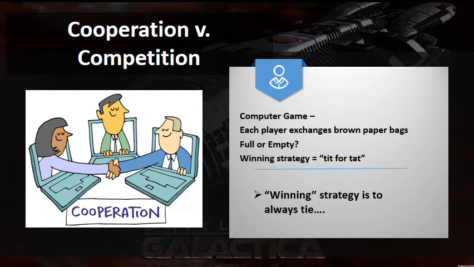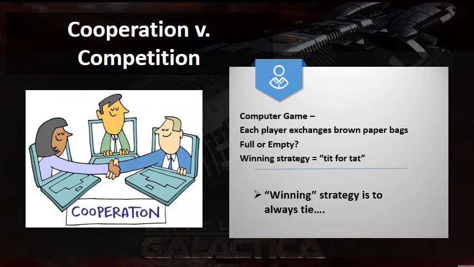programs to play a computer game. So you're going to have programs playing against each other in a game. The game is you have 2 artificial intelligence people, and they walk up to each other and they have brown paper bags. The brown paper bags can be full or they can be empty. And you're going to trade bags. And you're going to do this now 1,000 times or 1,000,000 times. You're going to keep trading bags with each other. Okay?